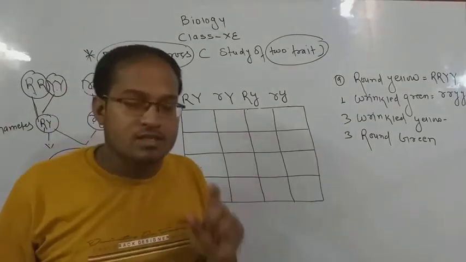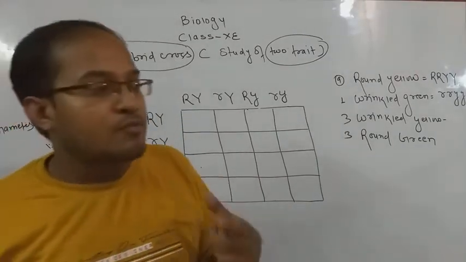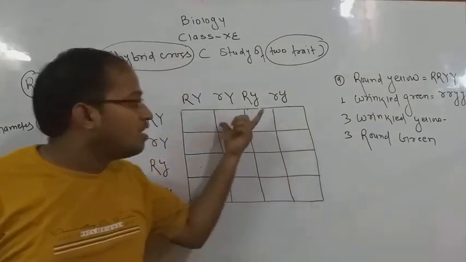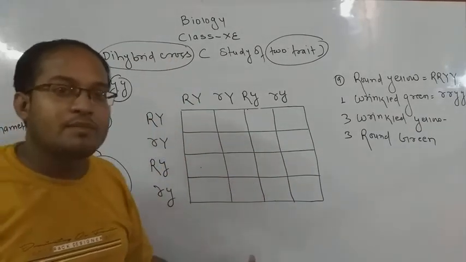Okay, and this is my homework for you all. You have to make a monohybrid cross in a square method, and send it to me on my personal WhatsApp.